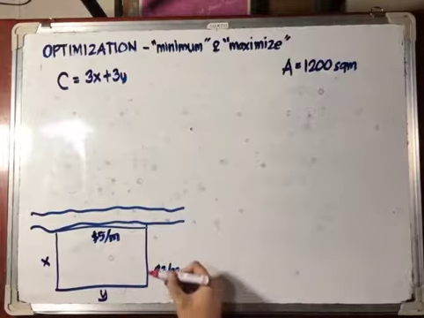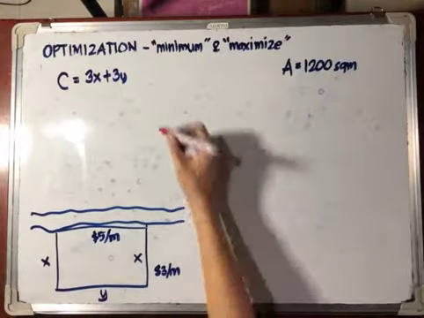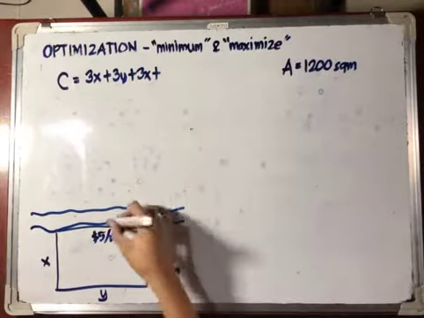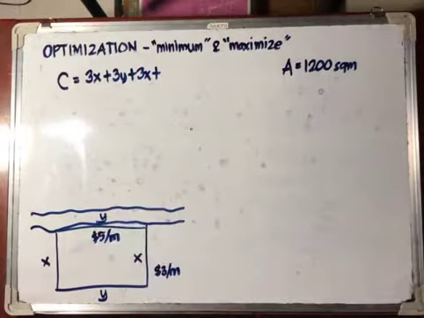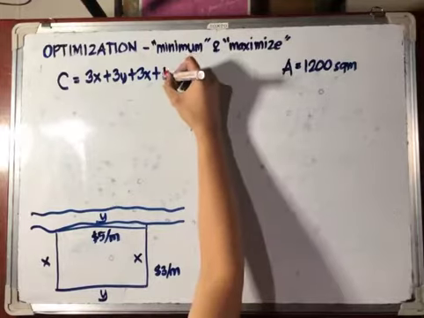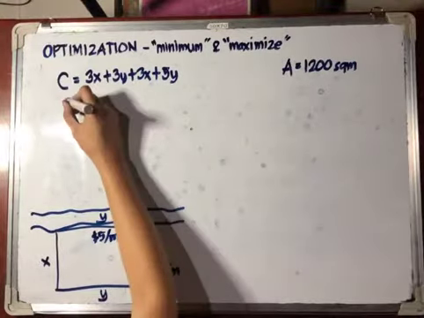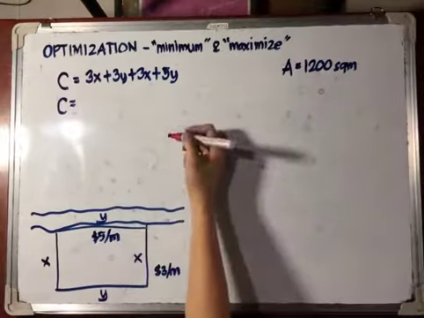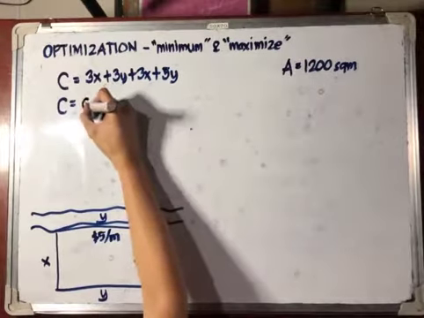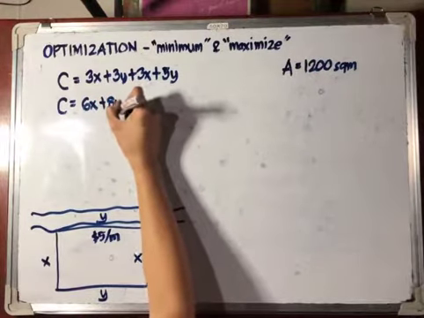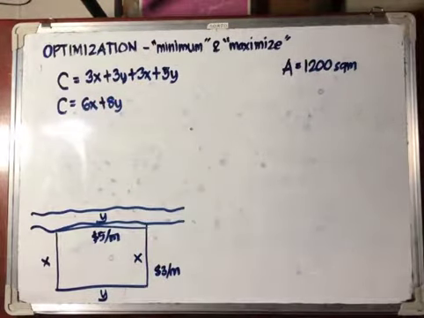On this side is another x dimension at $3, that's another 3x. And finally, on this side here, this is a y dimension, and that should be 5y. That is your cost equation. If we simplify our cost equation, that would bring us to 6x plus 8y. Okay, that is your step 1, to identify the equation to be optimized.